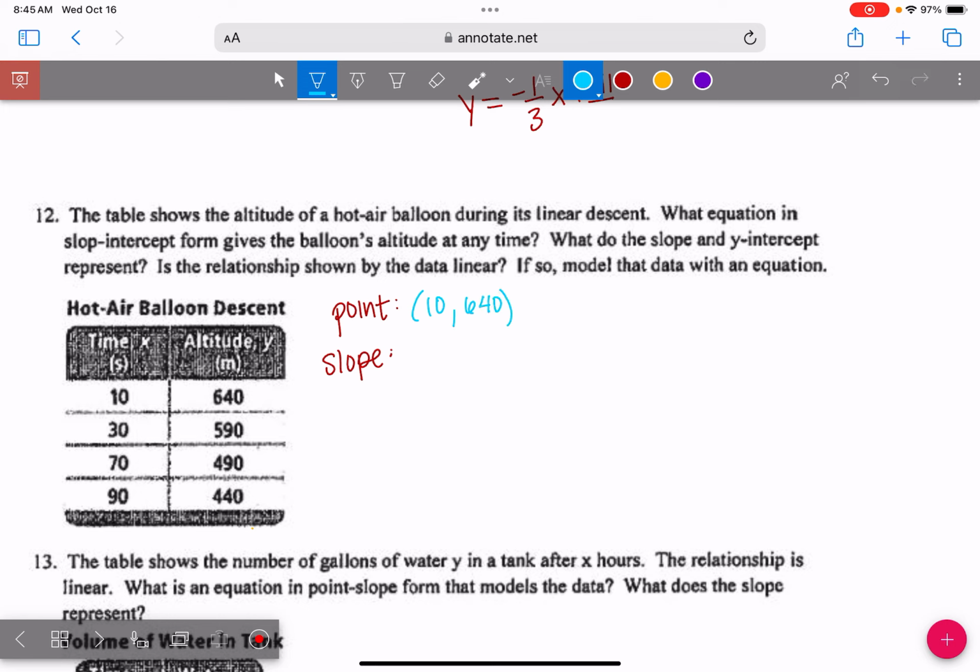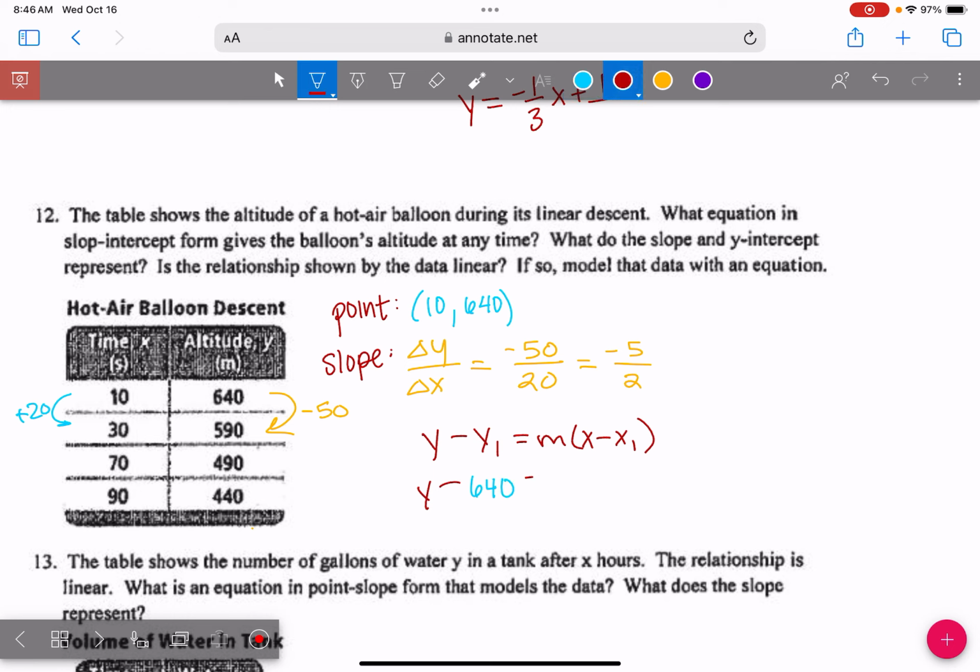Okay. And now slope. Slope is change in y over change in x. So let's find my change in y. My change in y from my first row to the second row is a negative 50. And then over my x, I'm adding 20. So I'd have a negative 50 over 20, which simplifies to negative 5/2. From here, I'm ready to plug it into my equation. So I have y minus y1 equals m times x minus x1. So I have y minus, my y1 value was 640 equals, my slope was negative 5/2, x minus 10.